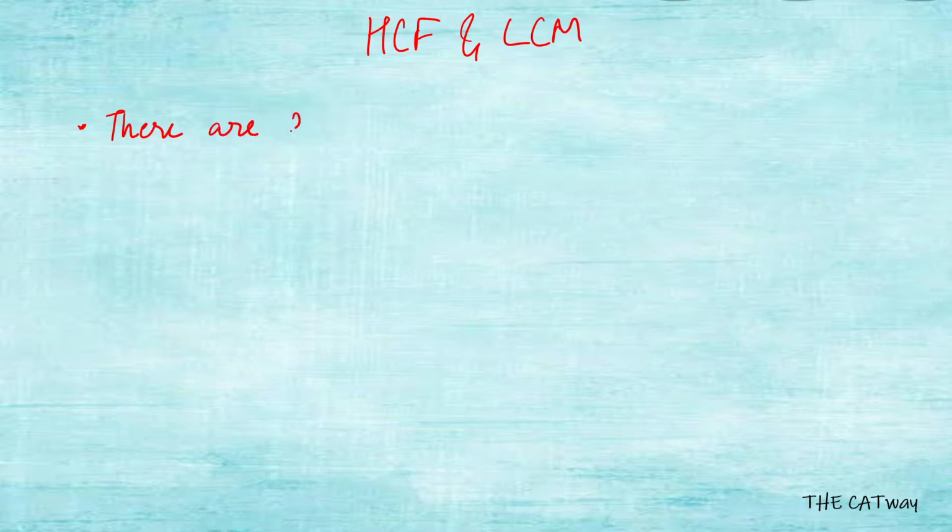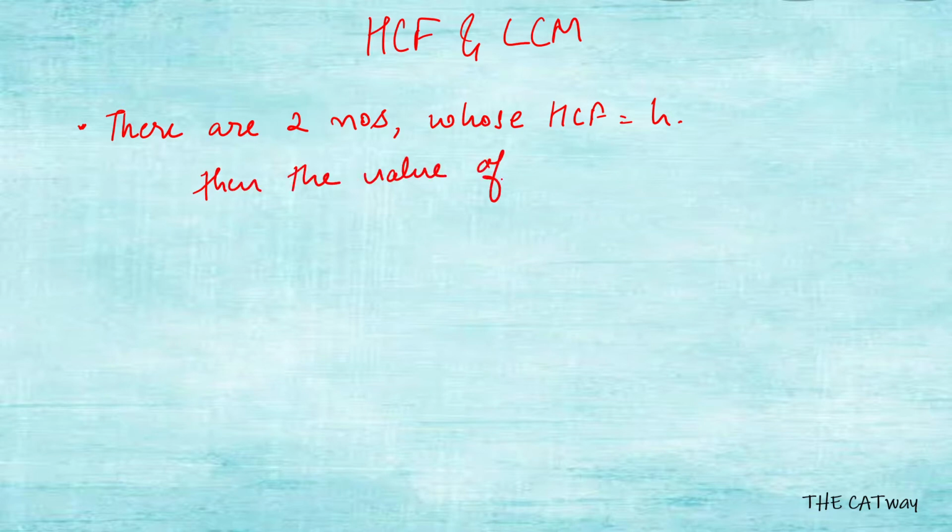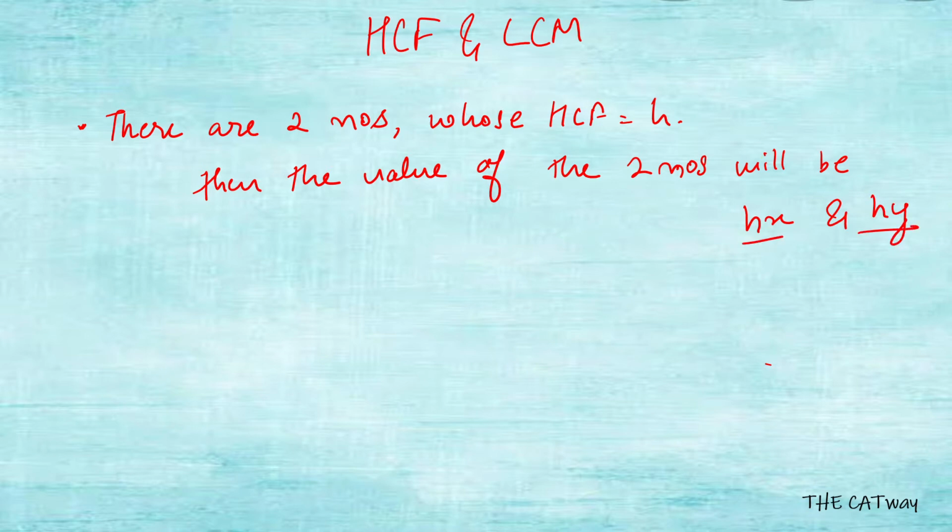there are two numbers whose HCF is equal to H, then the value of the two numbers will be hx and hy. So these will be your two numbers. So your LCM would be equal to hxy. So this is the basic concept which you should know.